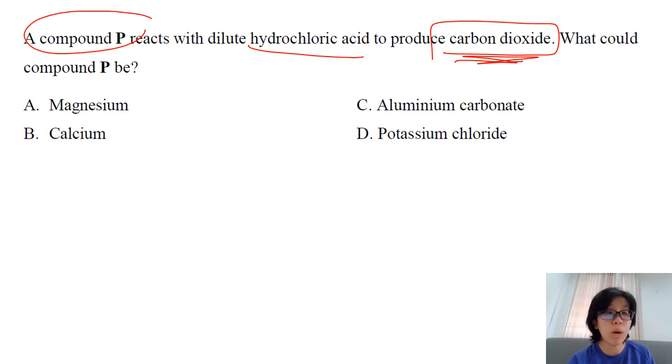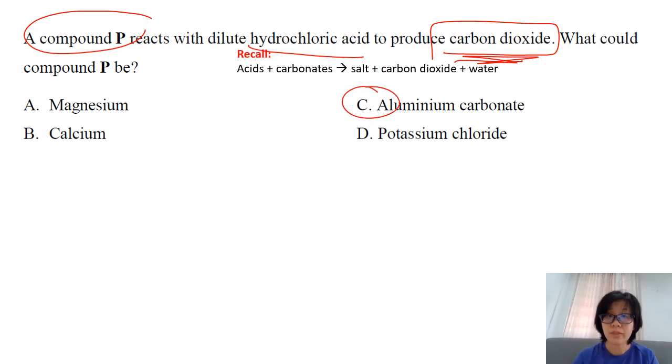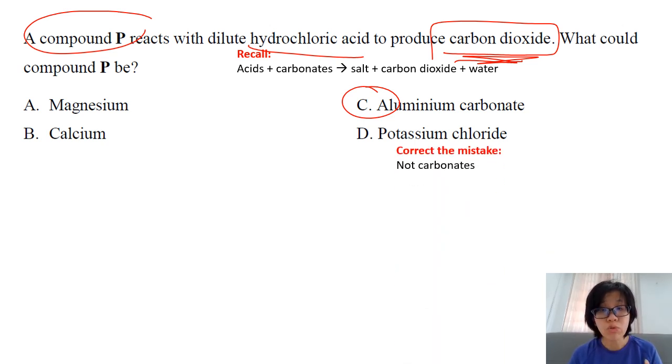Okay, so what would this compound be? Over here we only have one thing that has carbon, that's a carbonate. So hence the answer would be C. Recall these: acid plus carbonate gives salt plus carbon dioxide plus water. Once you recall, then you will know your mistake.